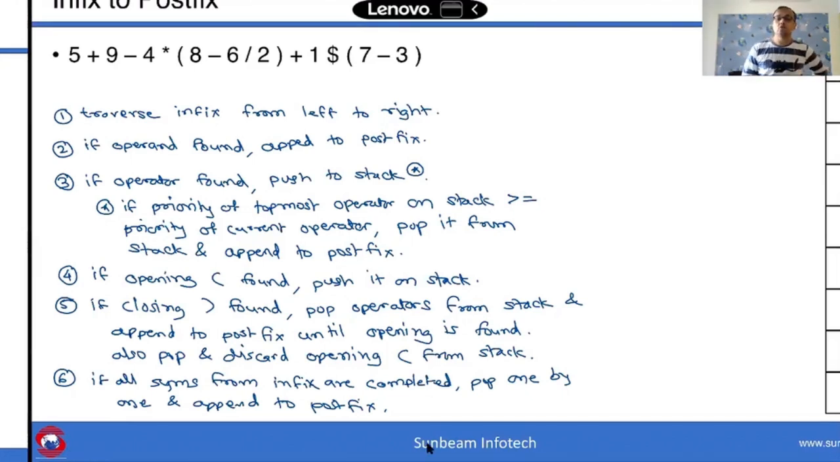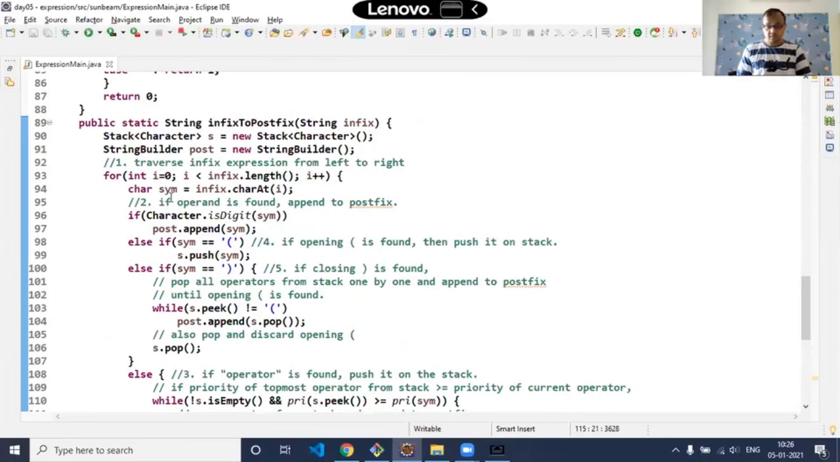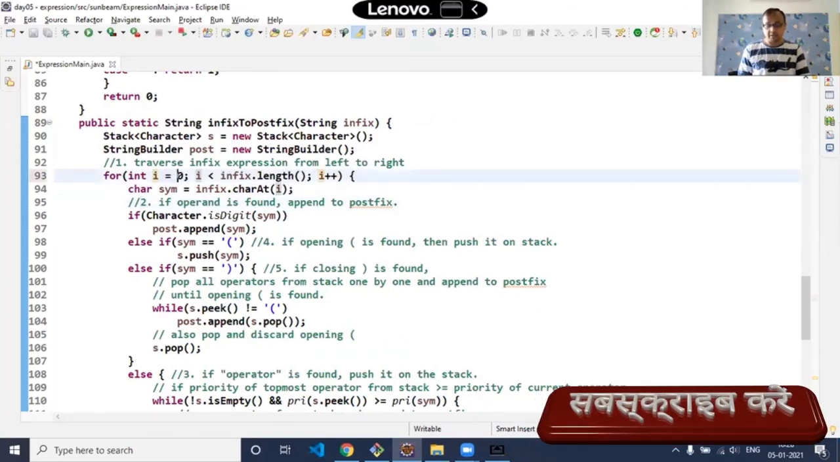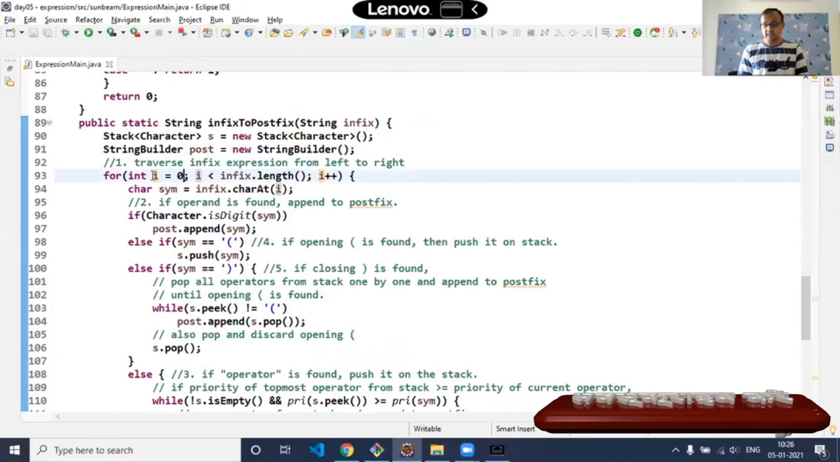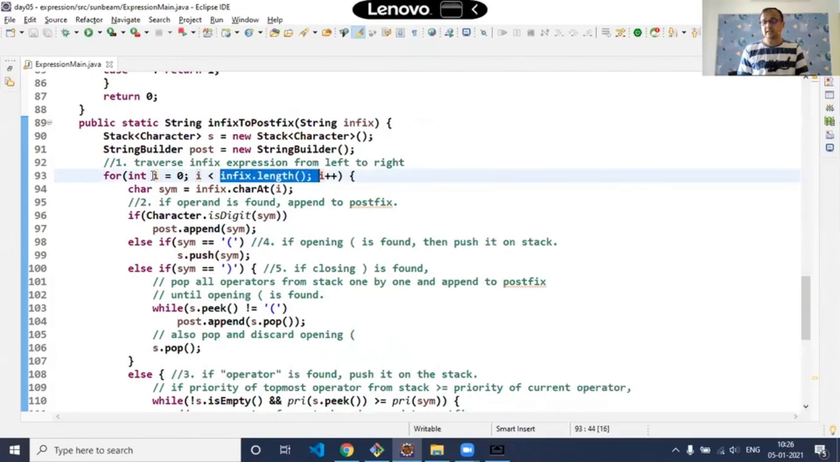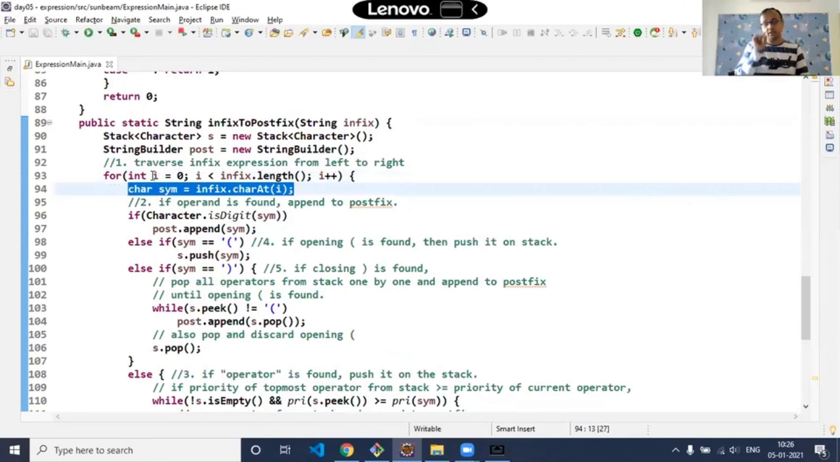Okay, so let us go step by step. The very first step says traverse infix from left to right. Now I'm going to code level. Traverse infix from left to right. So you start with the 0th index, and you reach till the last index, i plus plus. And every time I am fetching one current symbol.